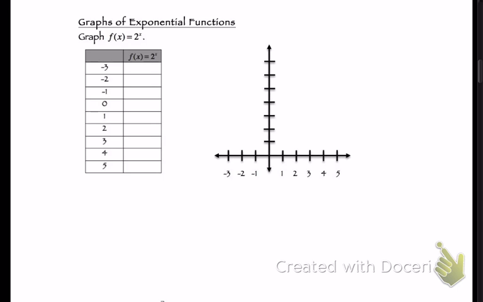If I did this first one, I'll show you it. 2 to the negative third is the same thing as 1 over 2 to the third, which gives me 1/8. Okay, so I know in here 1/8. Keep going, 2 to the negative second, 2 to the negative first, 2 to the 0, 2 to the first, 2 squared, 2 cubed, 2 to the fourth, and 2 to the fifth.